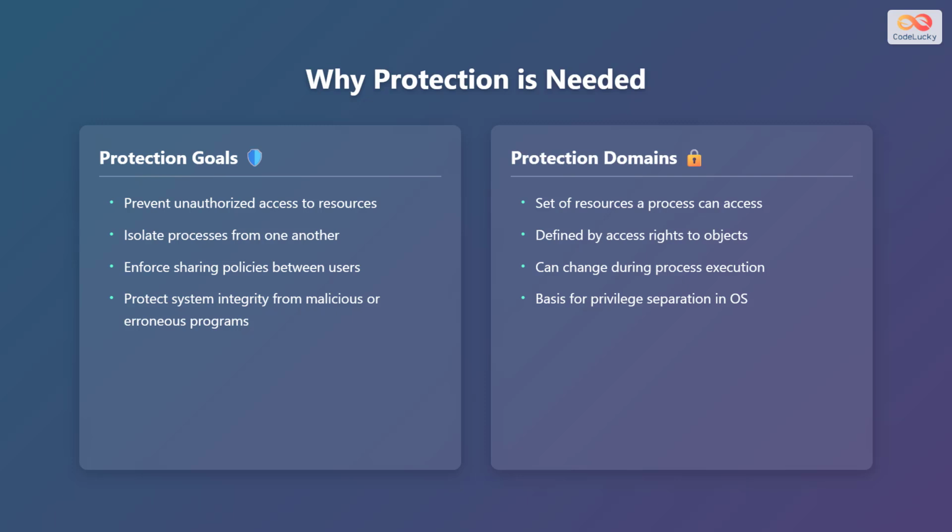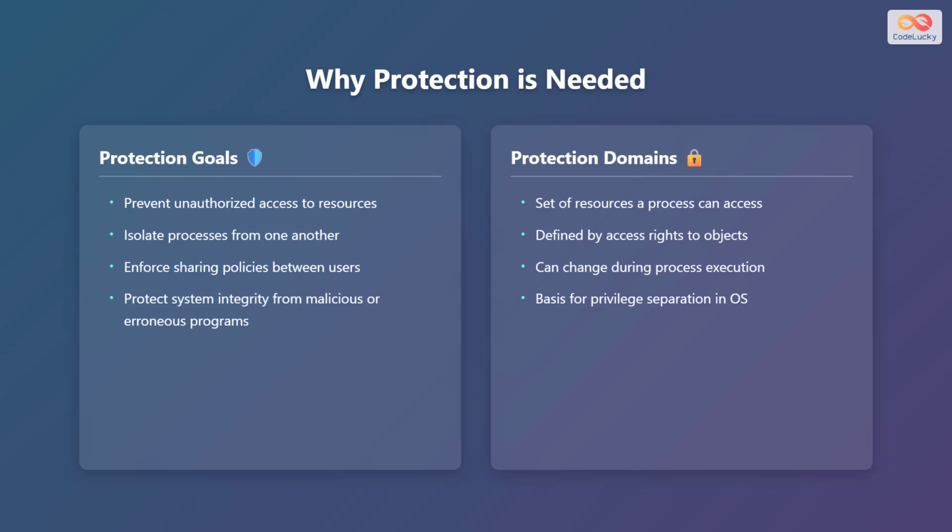Protection isolates processes from one another, preventing interference or malicious actions from one process affecting others. It also enforces sharing policies between users, dictating how resources can be shared and accessed among different users, maintaining fairness and security. Finally, protection safeguards system integrity from malicious or erroneous programs, ensuring that the system remains stable and reliable.